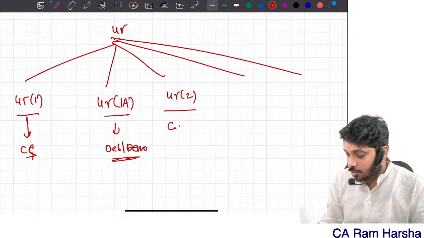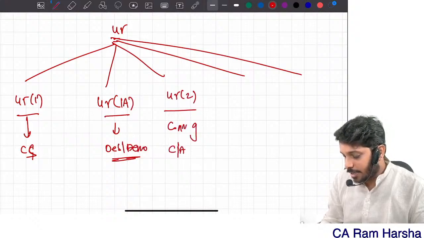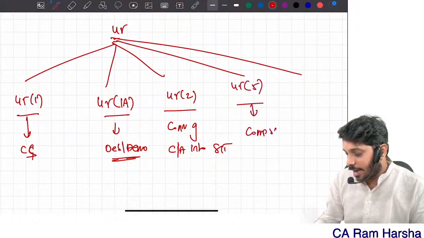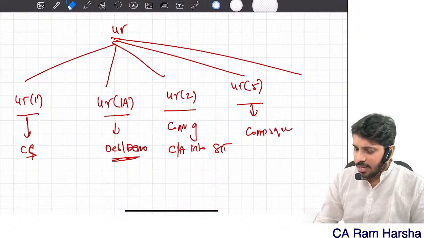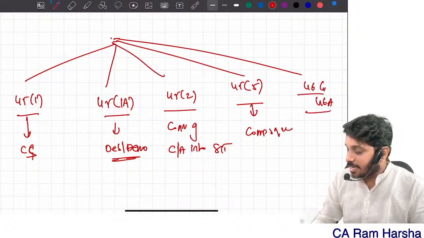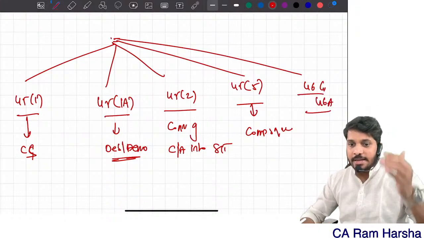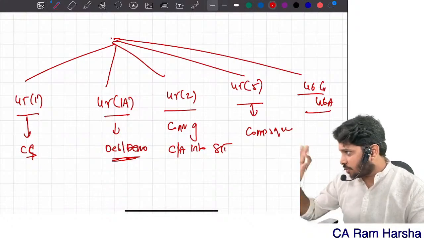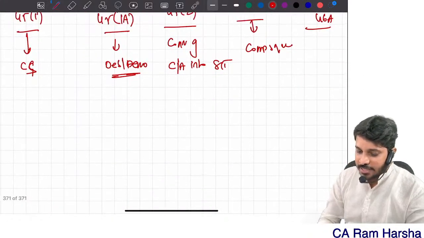45 subsection 2, conversion of capital asset into stock in trade. 45 subsection 5, compulsory acquisition of capital asset. Then apart from that, we have two more cases, 46 and 46A. Correct? Once we cover all this, then we will discuss exemptions under capital gains, the 54 series. Now, 45 subsection 1.